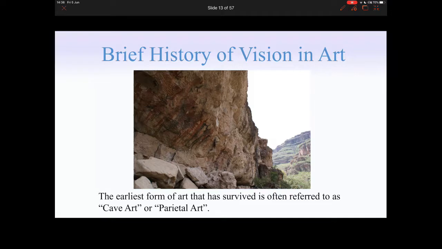viewpoints. The earliest form of art that has survived is often referred to as cave art or parietal art. This figure provides an example of humans and animals larger than life-size painted on walls in Baja California. The wall of Cueva Pintada is typical of the ancient painting of the Sierra de San Francisco in central Baja California.